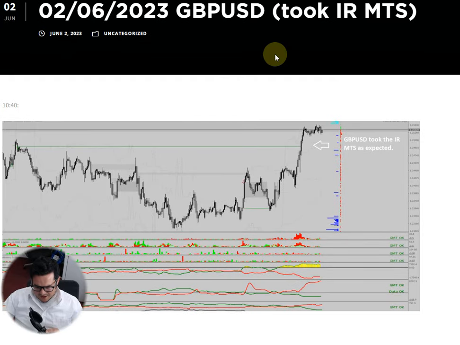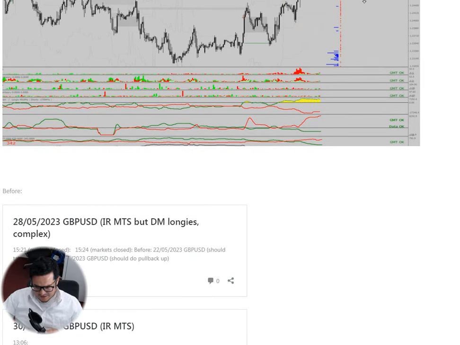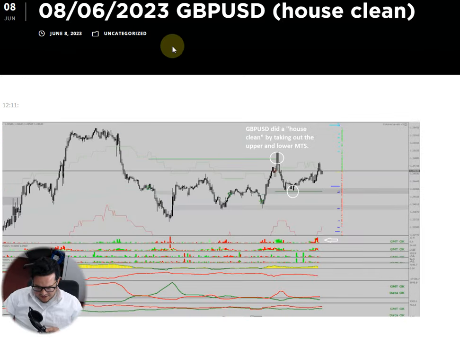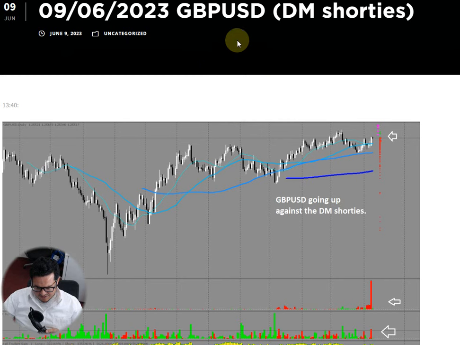Pound Dollar a bit similar. Okay, so it took this big medium term stop at the beginning of the week against the shorties. And then on the 8th, look at that. So it took exactly that target, overshot a little bit, then took the lower medium term stop, like a house clean. Upper, lower, boom, boom. Also is changing the money flow, also has rather an empty market there, similar to Euro Dollar. After all, they're correlated because of the market structure.